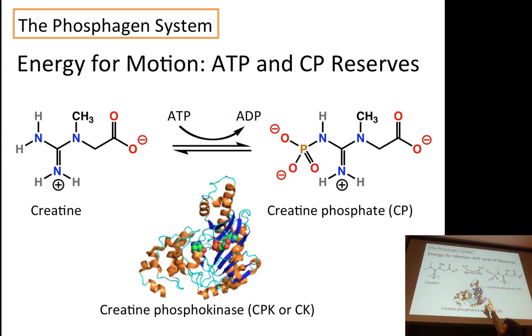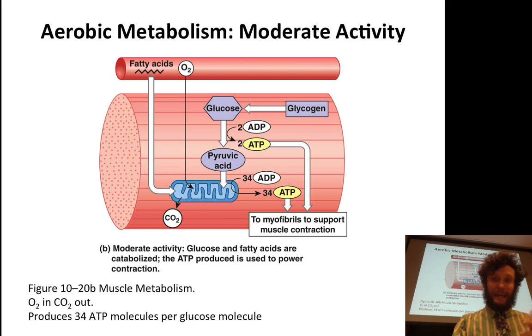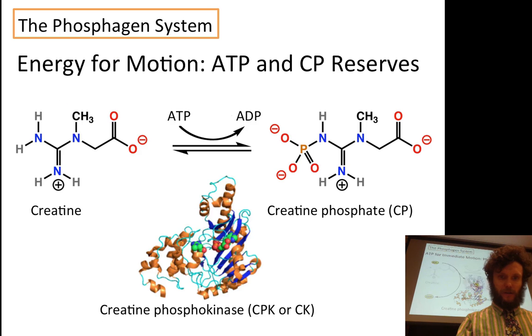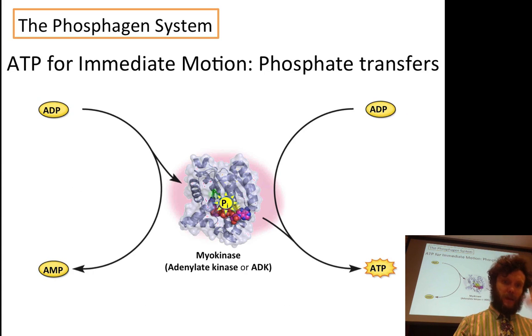Here, it takes the phosphate from ATP, making ADP, and creates creatine phosphate. So this is CPK, creatine phosphokinase. And then when we need it, we can get that high energy phosphate back very quickly. It's a very quick source for phosphate energy.